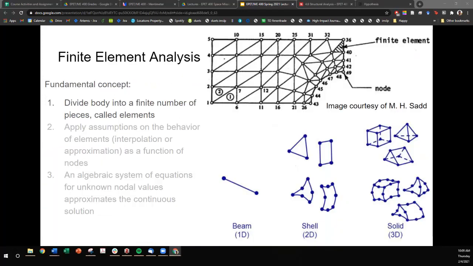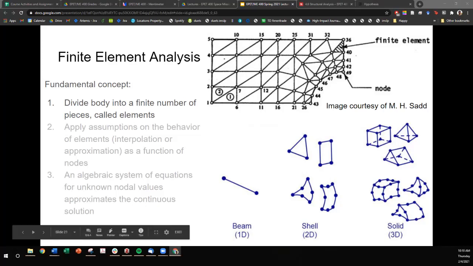Okay, how does finite element analysis work? Fundamentally, it's taking a geometry, whether it's in 1D, 2D, or 3D, and dividing that body into a finite number of pieces called elements. Thus, finite element analysis. There are different ways that you can cut up a geometry. If it's in 1D, you can do beam. In 2D, there are different shell patterns. And then for a solid, you'll see these different volume cubes.